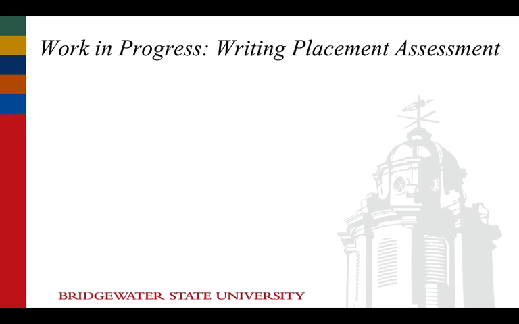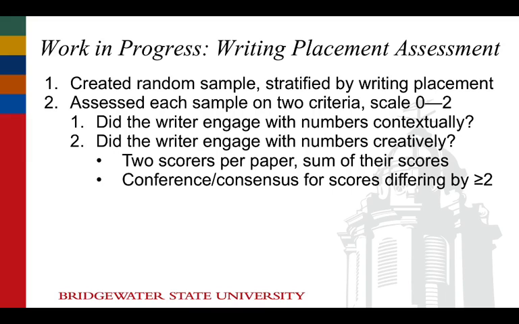And so, did they engage with numbers within a context, and did they do so creatively, bringing new numbers or new information into the mix that weren't already there by making some calculation? There were 2 scores for each paper. We took the average of the 2 scores. And in any case where one of us said that something deserved a 0 and the other said it deserved a 2, then we got together and conferenced about it. But otherwise, if there was a difference of 1 point, we just took the average between the 2 of those.